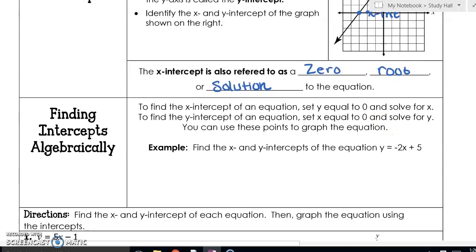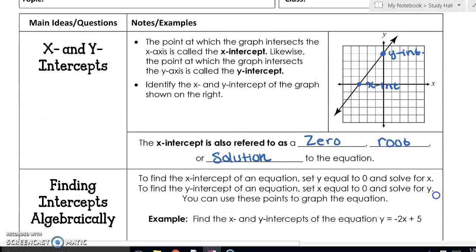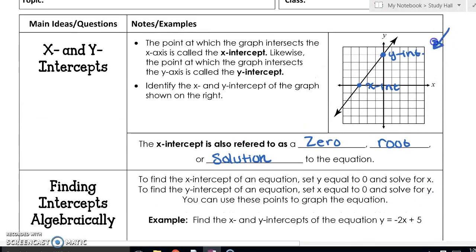To find the x-intercept of an equation, set y equal to 0 and solve for x. To find the y-intercept of an equation, set x equal to 0 and solve for y. You can also use these points to graph the equation. So notice in this example right here where we identified the x and y-intercepts, if I plotted the x-intercept and I plotted the y-intercept, I could connect those points to make a line.